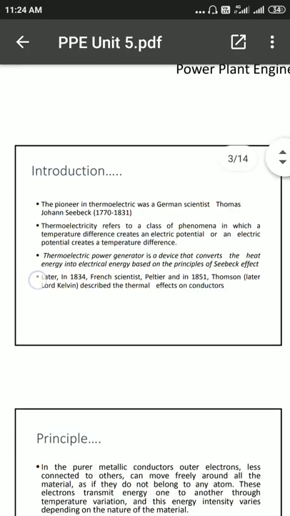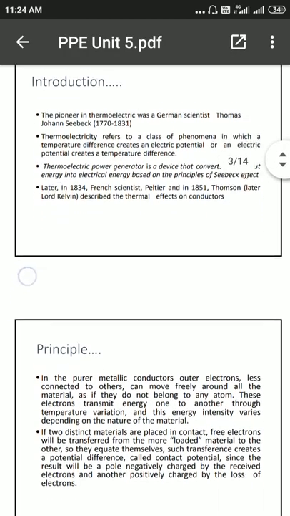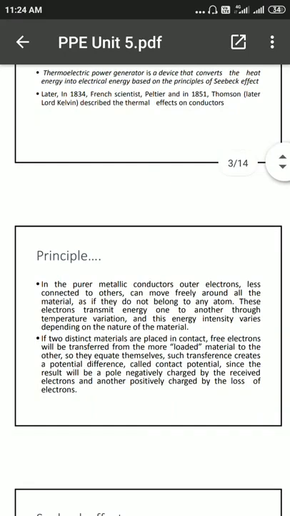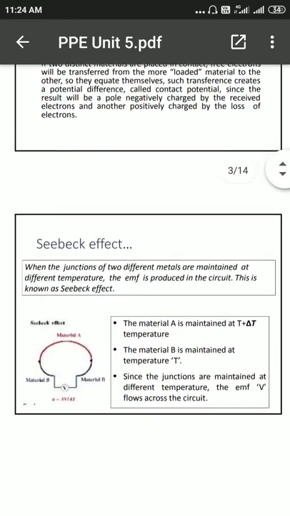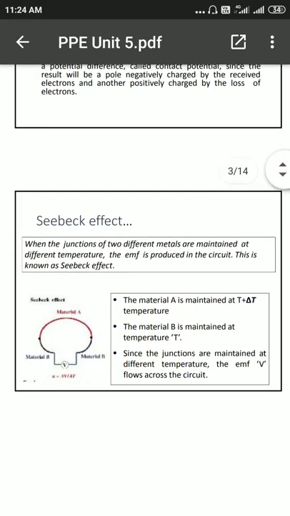First of all, we have to know what the Seebeck effect is. The Seebeck effect is this: if two different metals are maintained at different temperatures, that is, there is a temperature difference between them, then an EMF is produced in the circuit. This is known as the Seebeck effect.